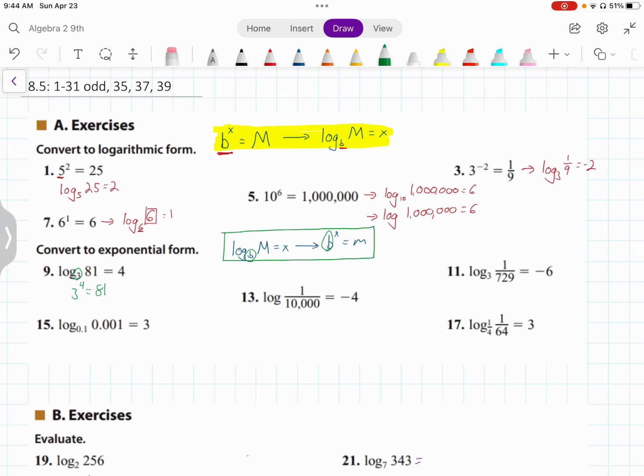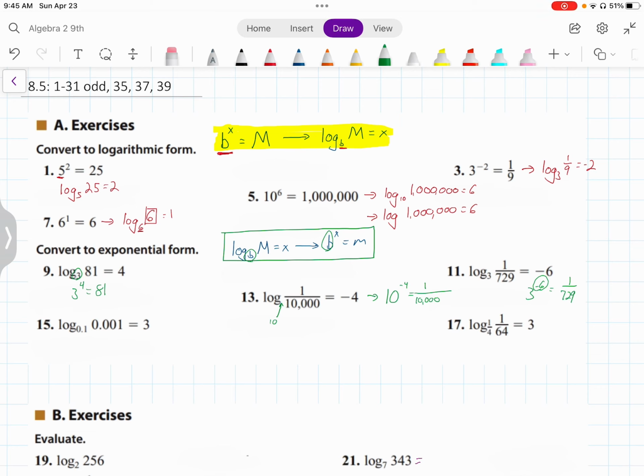Number 11, 3 to the negative 6 equals 1 over 729. And we should remember that a negative 6 exponent moves something to the denominator. Number 13, notice there's no base written, so that's an understood 10. So this is 10 to the negative 4 equals 1 over 10,000.